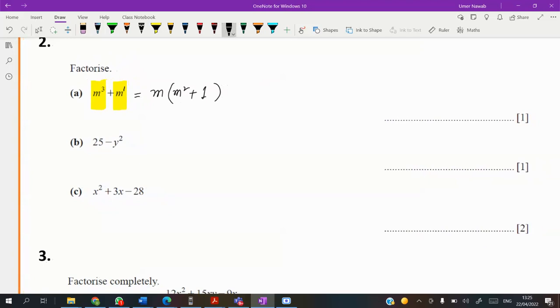So m squared plus 1. Again, you can verify your work. Is it a correct factorization? M power 3 plus m. Yes, it matches with my original question.